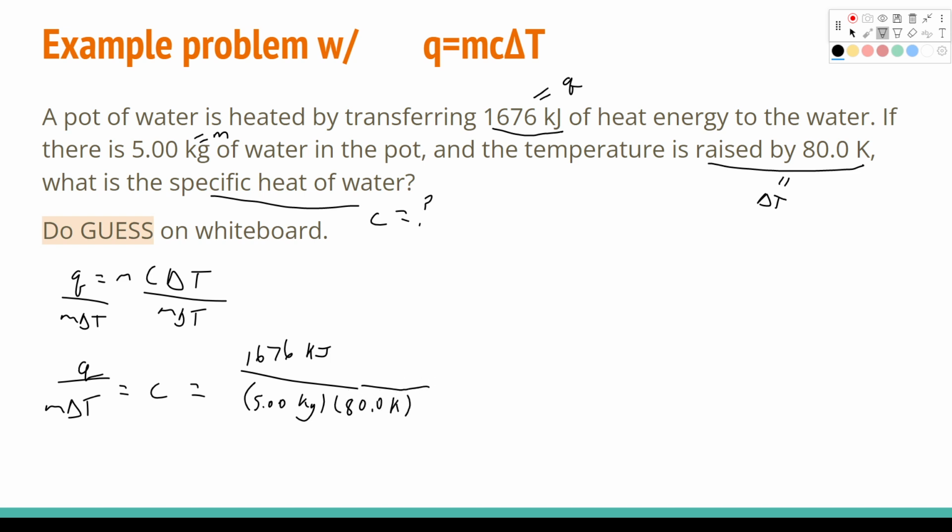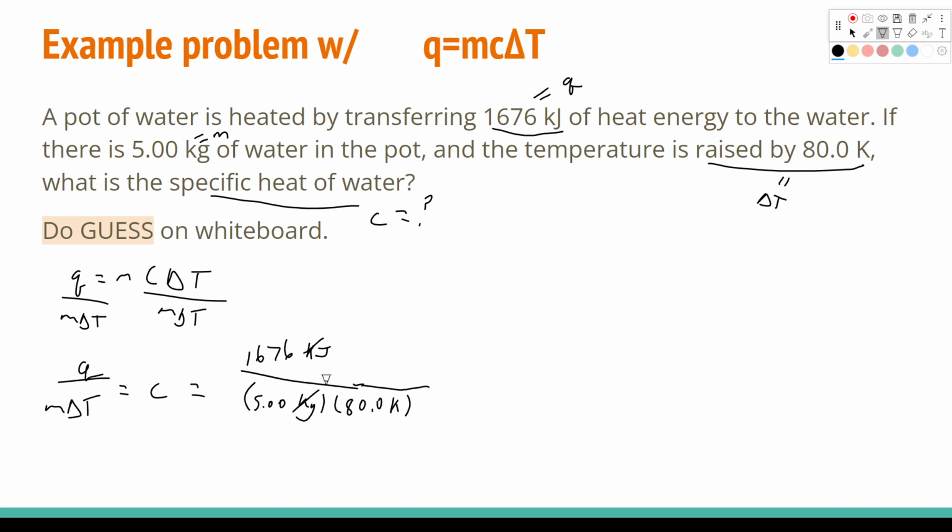Notice I didn't convert my units. I left it kilojoules and kilograms, and that's because the kilos cancel out. If I were to convert this to joules and this to grams, it's a factor of 1,000 for both. Essentially I would have 1,000 more on the top and 1,000 more on the bottom, so they would have canceled out anyway. So why am I going to convert it when those are going to cancel out anyway?